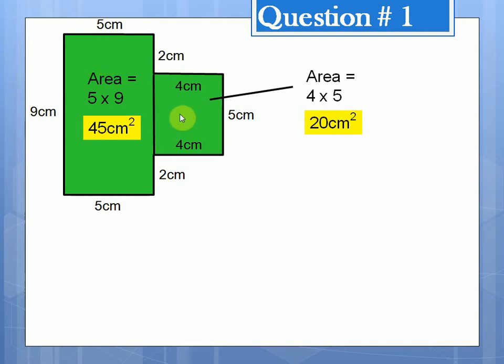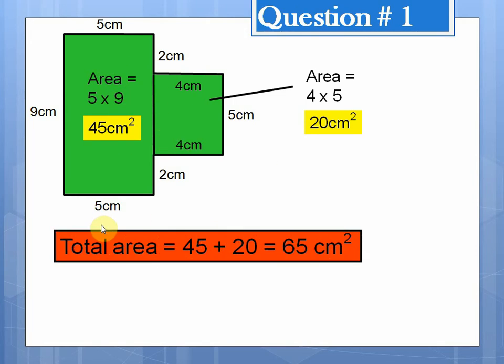Now there are two areas of different size, so we just add them and we get the answer 65 centimeter square. So when we want the area of a composite figure, we have to break the composite figure into two or three figures, and find the area of each figure separately, step by step. So we got the answer, which is 65 centimeters square.